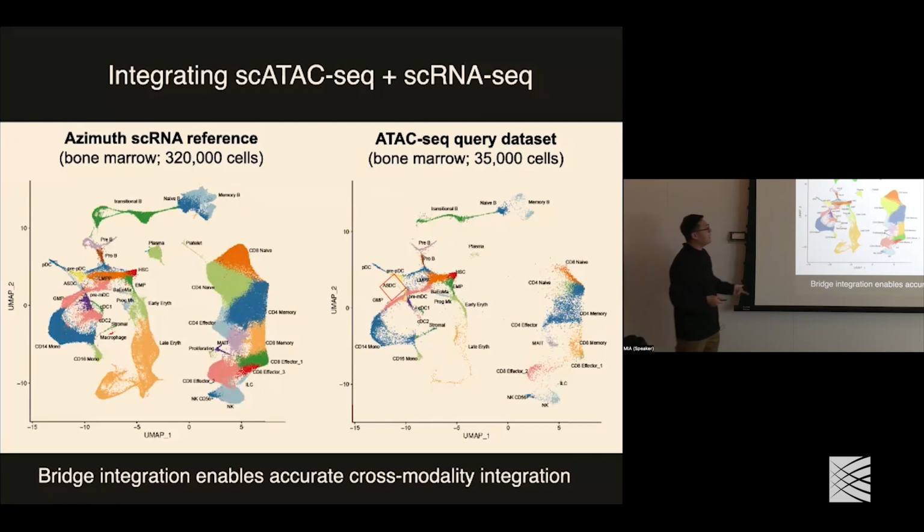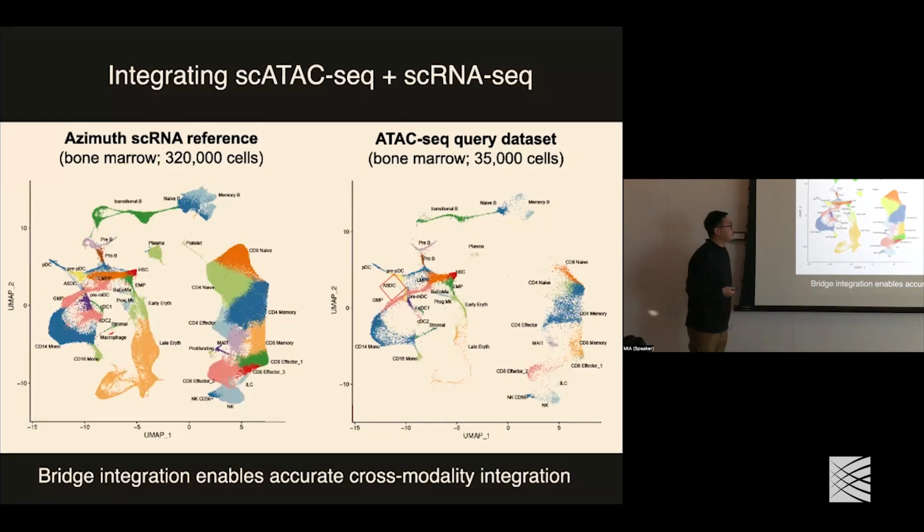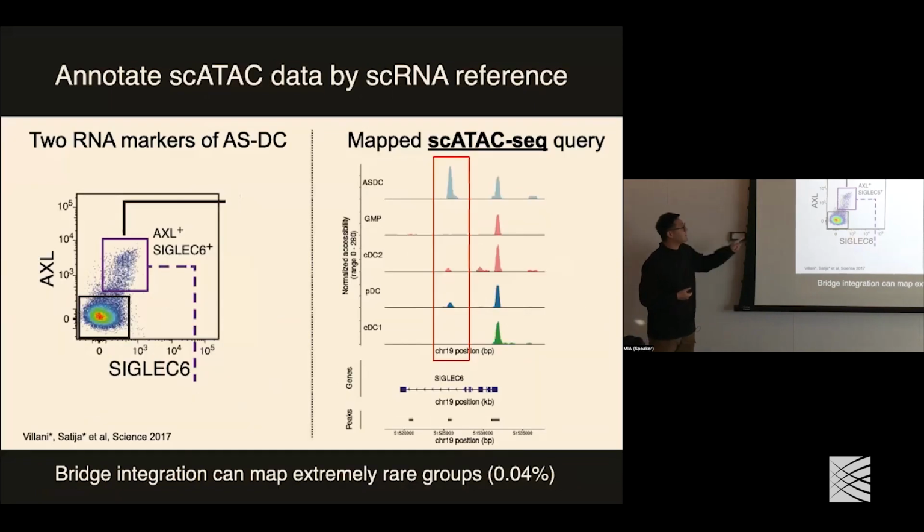And here I want to highlight one result. It's one population called ASDC. It's a very small population, and this population was discovered, Rahul contributed to discovering this population when he was a postdoc here. This is a rare type of dendritic cells. It has two markers, Siglec 6 and AXL. It was first discovered by single-cell RNA-seq.